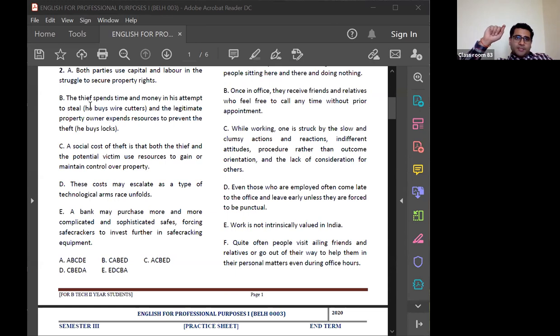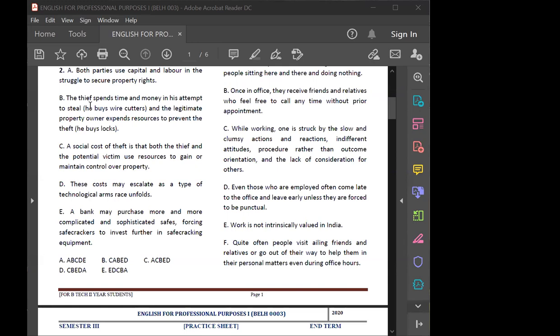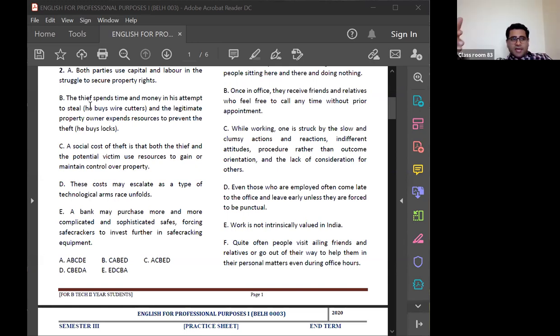Because 2A just refers that both parties use capital, the thief and the potential victim use capital and labor in the struggle to secure property rights. So that was just a part, and this cannot be the conclusive sentence, Subhanshu. Did you get my point? Yes, sir. So the potential conclusive line should also reflect the whole idea of the paragraph.